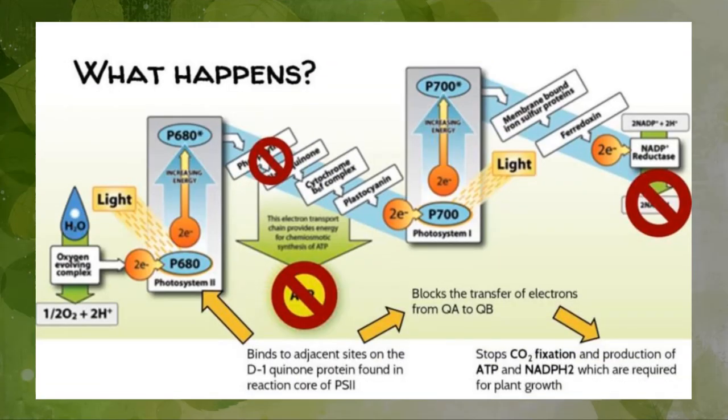So I attach here the flow of herbicide binding so that you can understand clearly what I mentioned just now. The herbicide will bind to an adjacent site on the D1 quinone protein found in the reaction core of photosystem 2. Thus, it will block the transport of electrons from QA to QB. It also will stop the carbon dioxide fixation and the production of ATP and NADPH, which are required for plant growth.